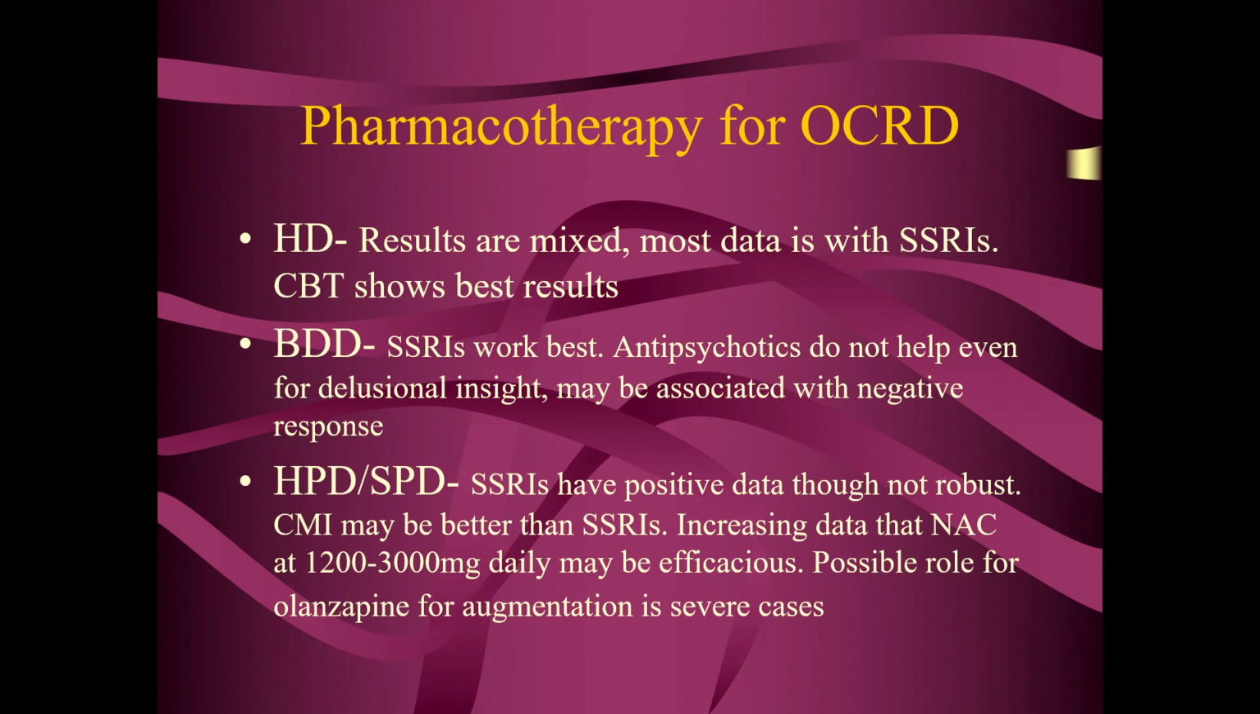Now, there is more and more data that NAC could be helpful at between 1,200 and 3,000 milligrams a day for the body-focused repetitive behaviors. So I still recommend that SSRIs are used first, but I think NAC has a real role to play. It can be an augmenting agent. It can also be used as a standalone agent.